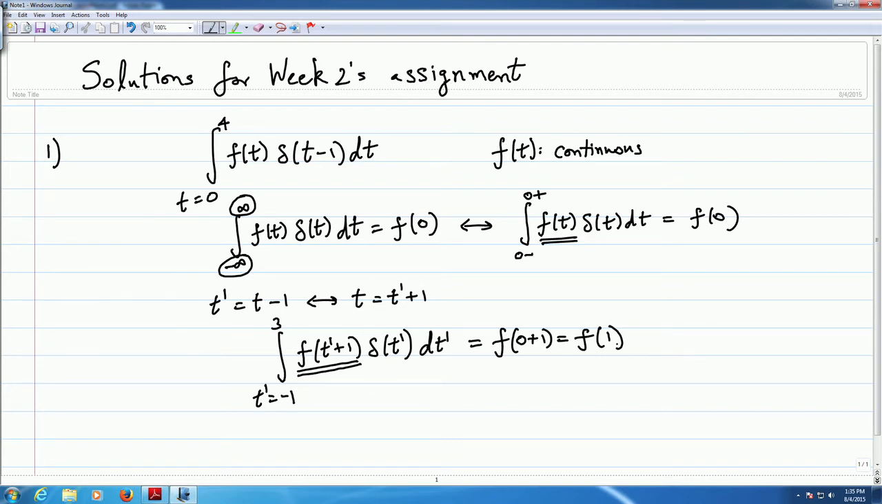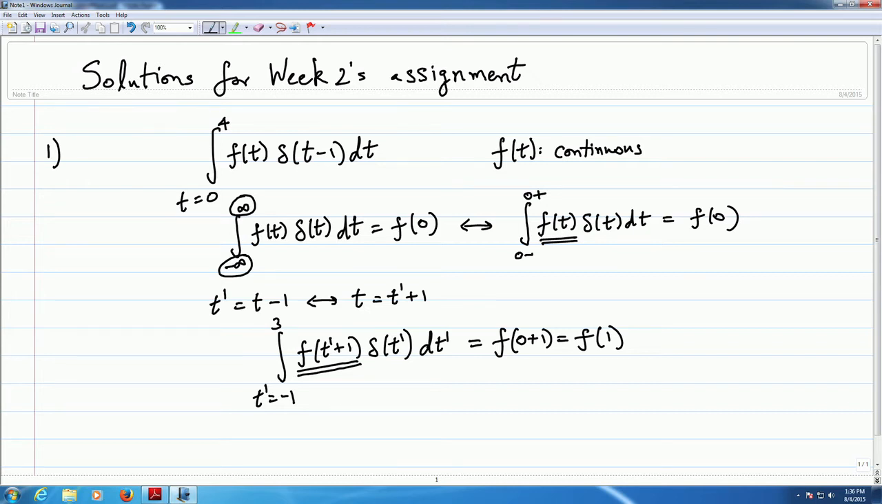Okay. So these are the simple steps for solving this problem. One needs to use this sifting property of the delta function, that you integrate around an interval which contains the singularity f of t times delta of t, where f of t is any continuous function. You simply get f of 0 as the answer. Okay. So that is the way to solve the first question. Hopefully this is clear. Okay.